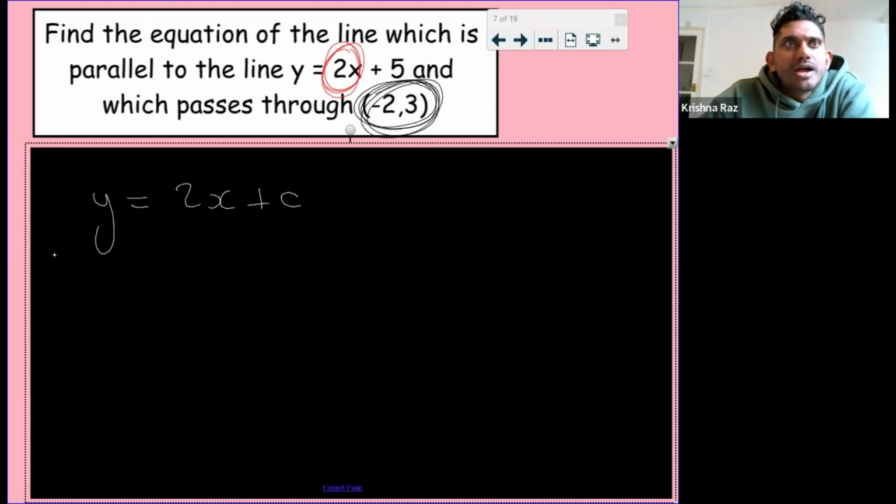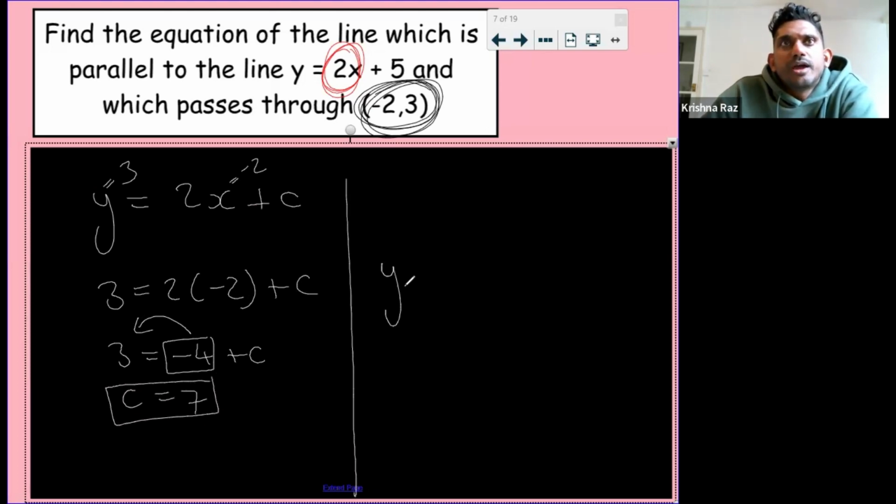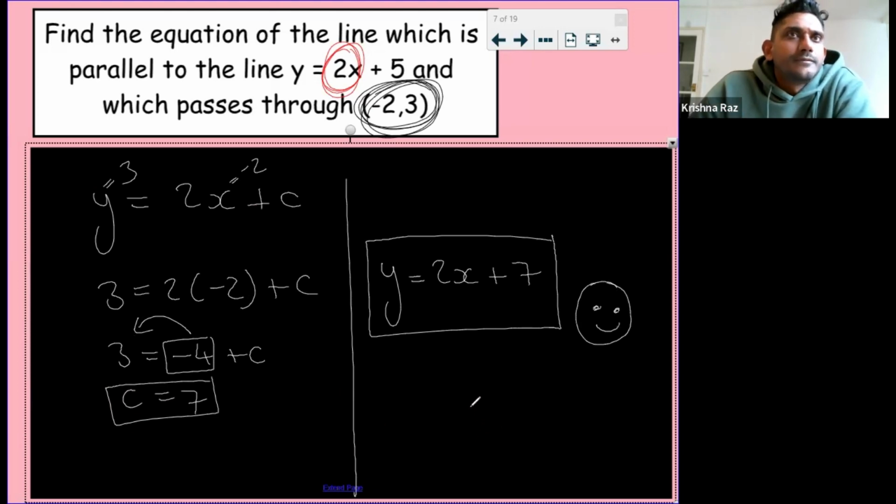So when x is -2, y is 3. So 3 equals 2 times -2 plus c. So 3 equals -4 plus c. So c must be 7. Therefore, y equals 2x plus 7. Job done. I'm going to draw a smiley face there. Simple as.